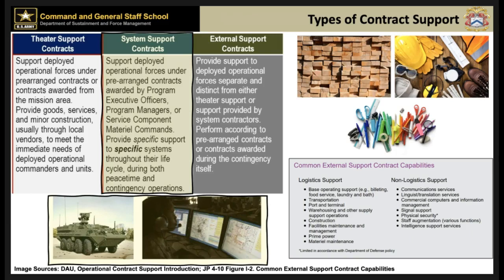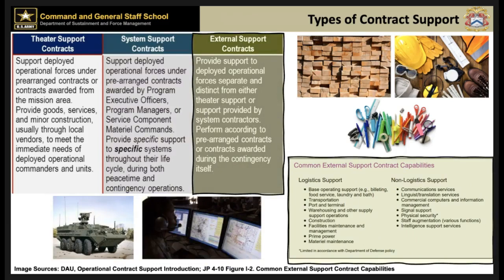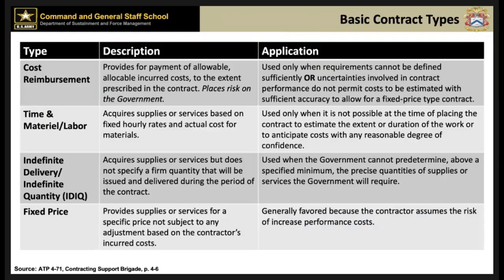These contracts provide specific support for Army systems during their life cycle. External support contracts provide both logistics support and non-logistics support to deployed units. This might include transportation, base operating support, or even physical security. It is important to know the basic contract types.